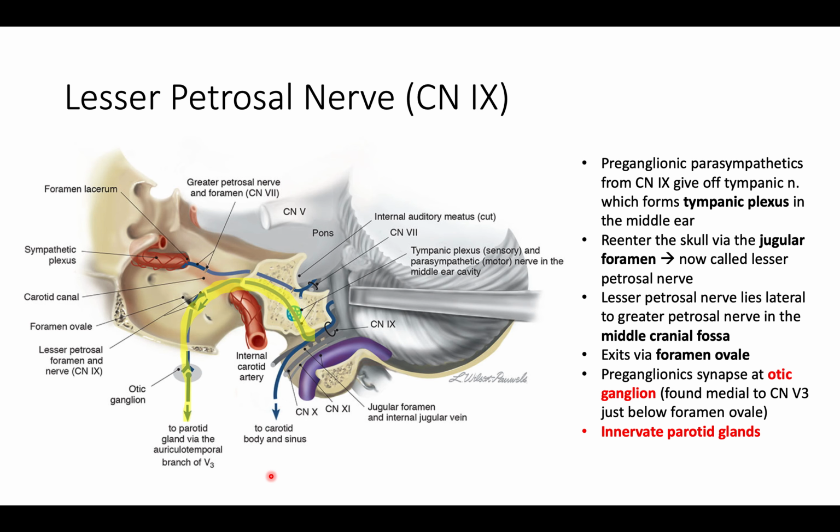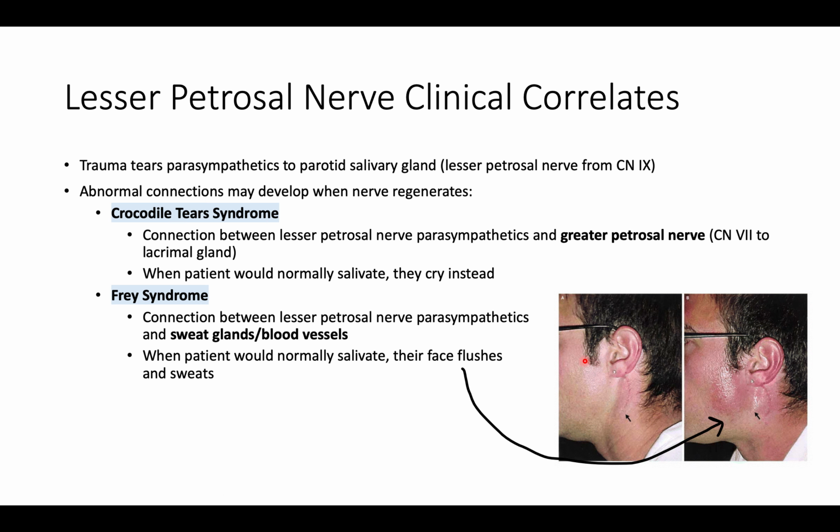The lesser petrosal nerve is going to be cranial nerve 9, and we had talked about that just a little bit. So preganglionic parasympathetics from cranial nerve 9 give off the tympanic nerve, forming the tympanic plexus in the middle ear. It's re-entering the skull via the jugular foramen, which is now called the lesser petrosal nerve, and it's lying in the middle cranial fossa and exiting the foramen ovale. The preganglionic synapse at the otic ganglion found medial to cranial nerve V3, and it's going to innervate those parotid glands. So here's some clinical correlates.